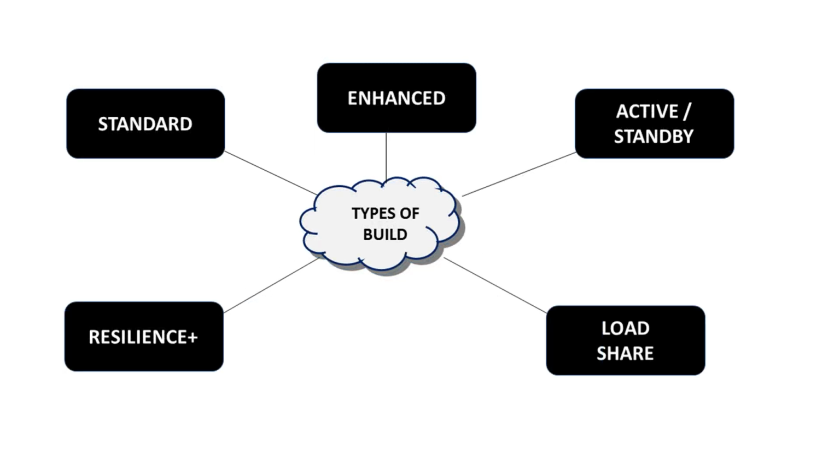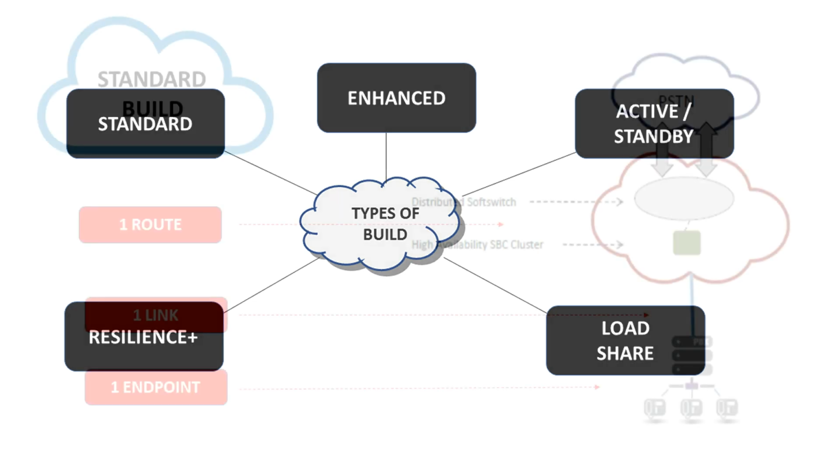So let's take a quick look at the differing types of SIP build before delving into the detail. We have standard, enhanced, active standby, load share, and resilient plus. Each of these builds I'll explain in a bit more detail as to how they work, in what scenarios we'd recommend them, and why you may consider them as you migrate to SIP trunking.